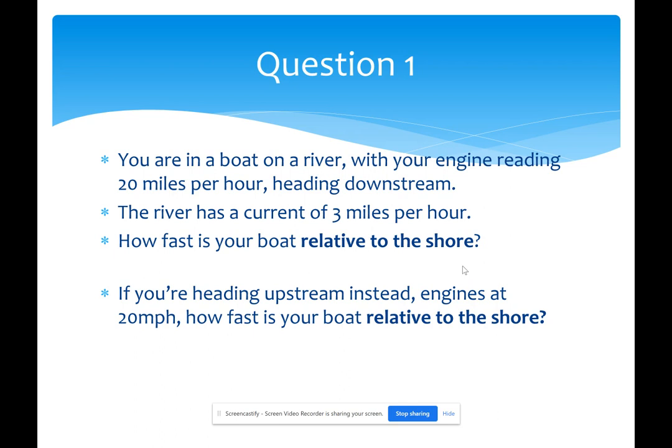Okay. If you're heading upstream instead, with your engine still at 20 miles per hour, how fast is your boat relative to the shore? Well, that's going to be 17 because you're heading up at 20, but the river's also pushing you down at 3. So together that adds to 17 upshore. And that's what the radar gun would say.